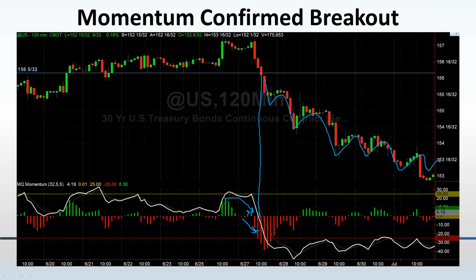So therefore, you forego some breakout opportunities in order to increase the probabilities of a successful trade by having momentum confirm the breakout move. Is that correct? 100%, Bruce. I'll pass up a lot of different breakout opportunities if momentum doesn't confirm.